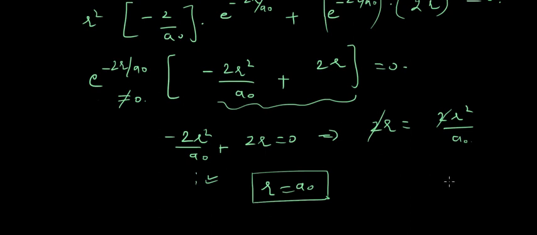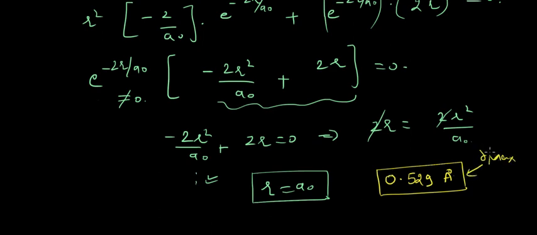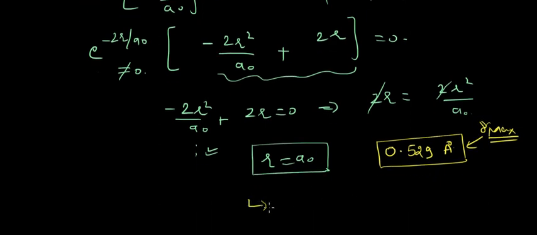The value of a naught we have calculated was 0.529 angstrom. I have also discussed the value of a naught in some previous lectures. Hence this is r max for the 1s orbital in the hydrogen atom. This value was calculated by Bohr.